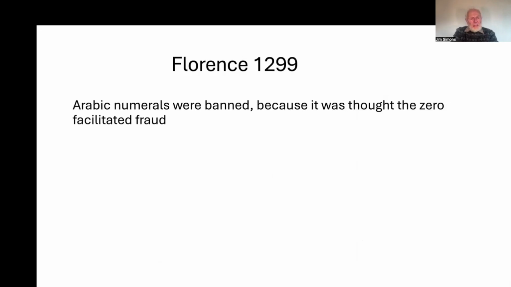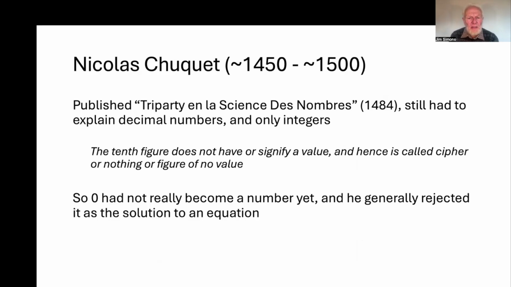So the history of Arabic numerals in Europe after that is long and complicated and includes the famous bit that 100 years later, pretty much, in Florence, Arabic numerals were banned because it was thought the zero facilitated fraud, which in a sense it does. You can easily change 37 into 370. You could easily change it to 371 for that matter. Anyway, they were banned, but it didn't last for long.